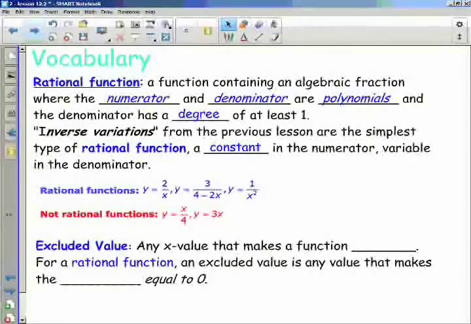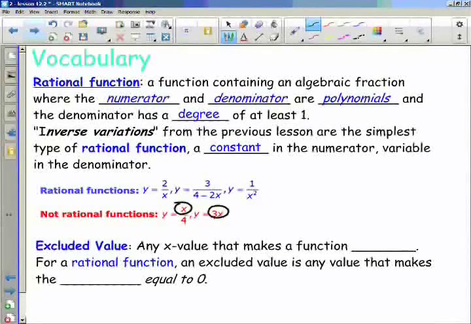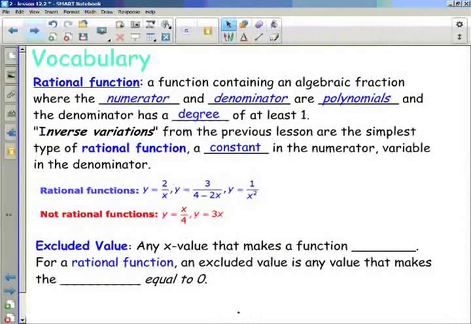Some examples that are not rational functions. We look here, we see an x in the numerator, that's fine, but we must have an x in the denominator. And since we don't have, in this case, even a fraction bar, we can't have one in the denominator. And since there's no variable here, we don't have a rational function.